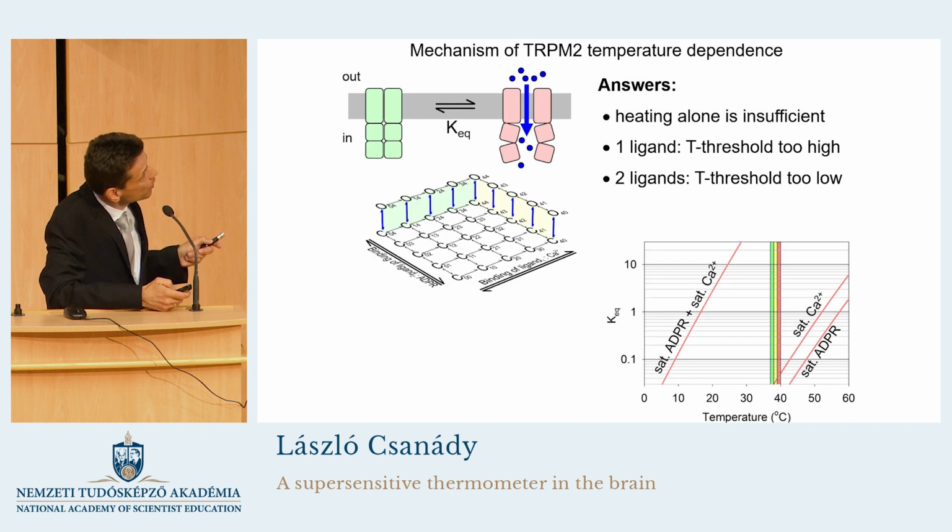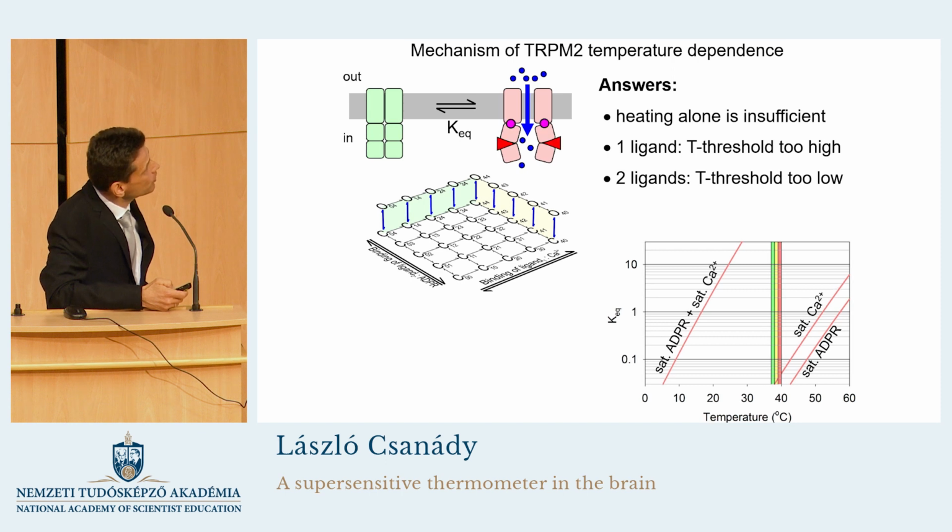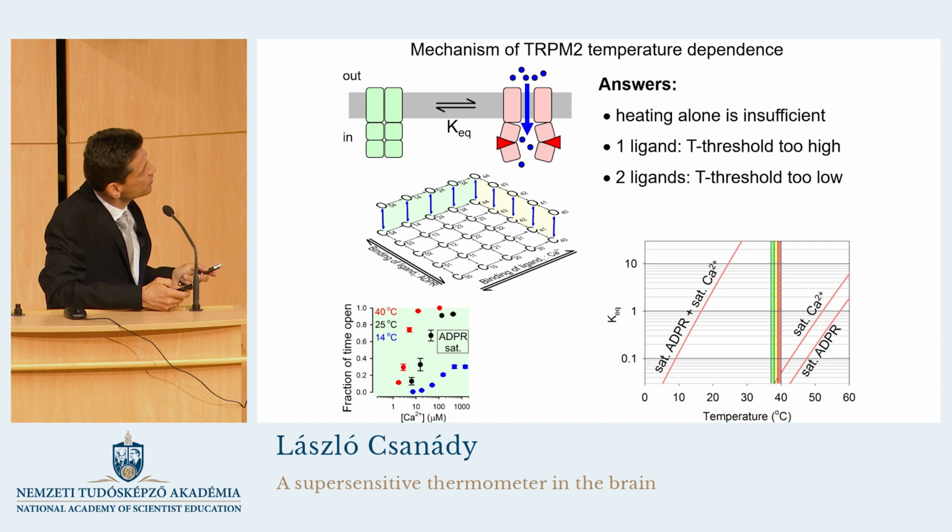You can have 0, 1, 2, 3, or 4 ADP ribose molecules bound with 0, 1, 2, 3, or 4 calcium ions bound. And all of these configurations are able to open up, but I've shown here the open states only for the back row for reasons of clarity. So we first fixed ADP ribose concentration to a saturating level and varied the calcium concentration. By that, we essentially restrict gating to this subset of the model. And we measured channel behavior at 3 different temperatures between 14 and 40 degrees.